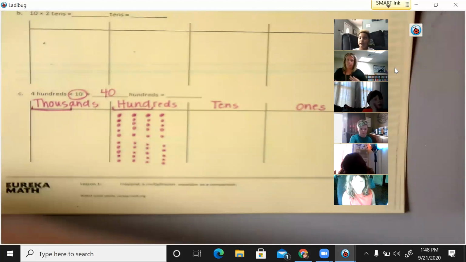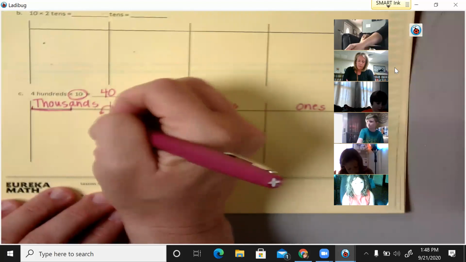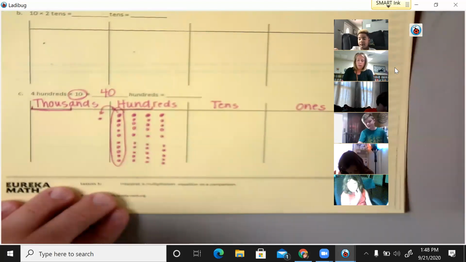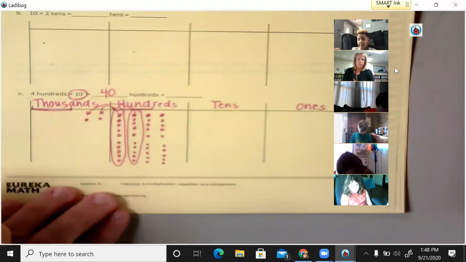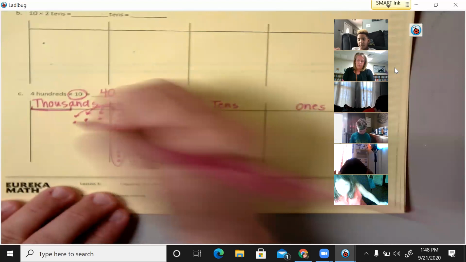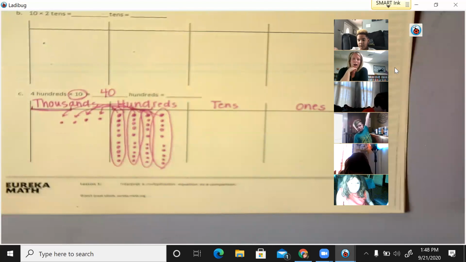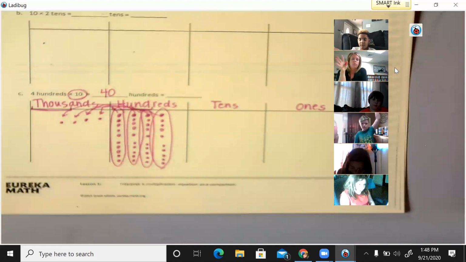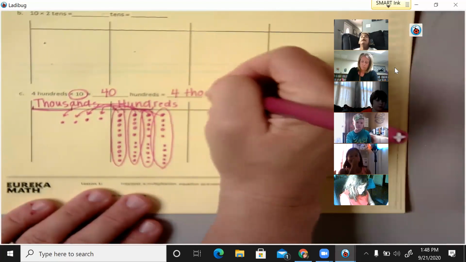Now we're going to bundle these together to make our thousands. So I'm going to bundle 10 to make 1,000. Another 10 hundreds makes our second 1,000. Another group of 10 gives us another 1,000. And then our last group of 10 gives us our final. So how many thousands do we have? 4. 4 thousands. So 40 hundreds equals 4 thousands.